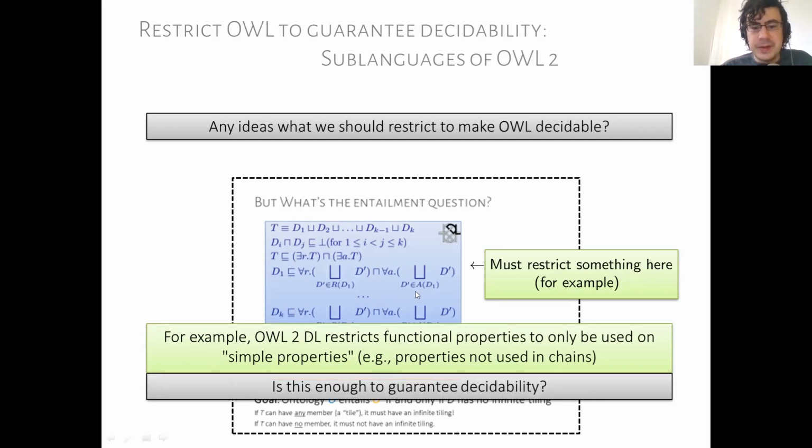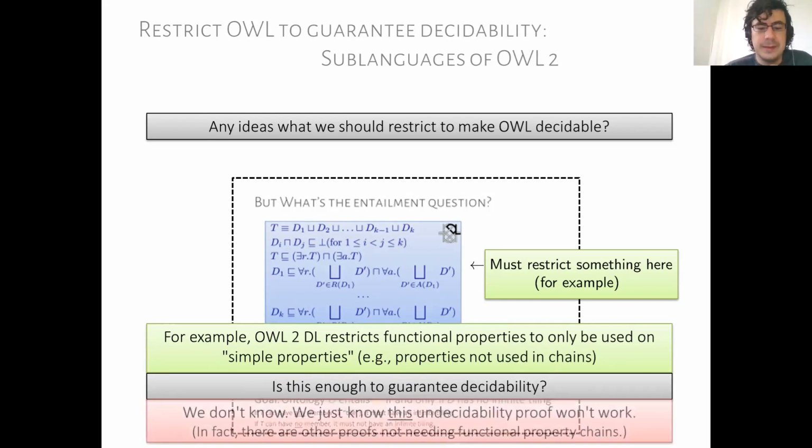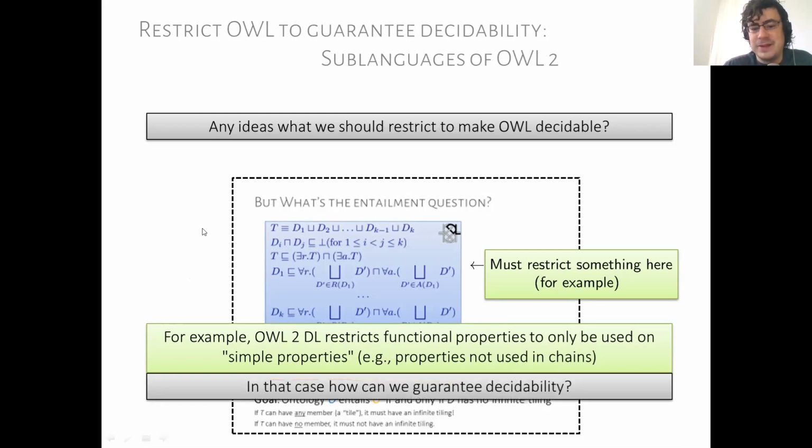So OWL2DL here restricts functional properties to be used only on simple properties. Okay, so we can no longer express this here. We can no longer use this to express that each tile has one diagonal tile. So is this enough to guarantee decidability? Well, not really. We just know that this particular proof won't work, right? So there are other proofs. There are other ways we could reduce from the domino tiling problem, for example, to OWL without requiring functional complex properties. So, okay, that's maybe not the best way to go about guaranteeing decidability.